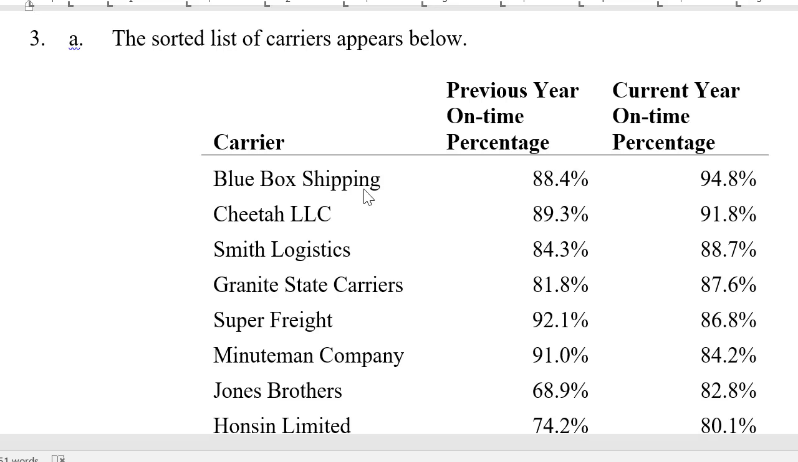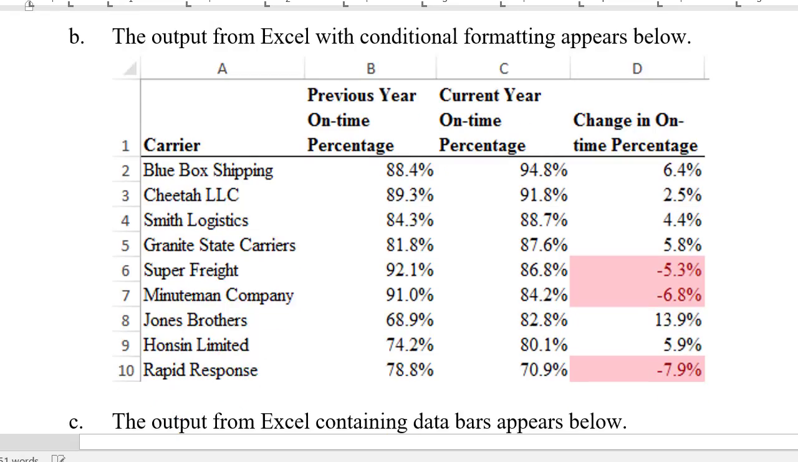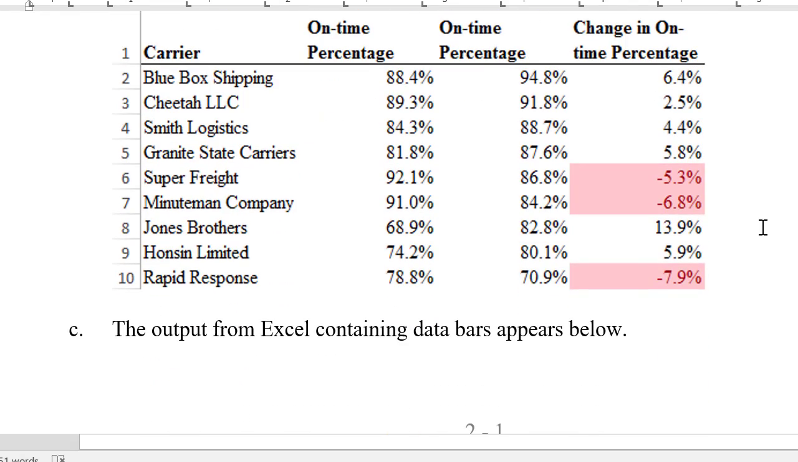Okay, for problem number 3, you have the following. I want you to sort the carriers on the current year percentage in descending order. Most of you got this correct, but some of you didn't. So be careful that you're reading what it's saying, and that descending order is from highest to lowest. Then as we scroll down, you'll see you needed to do some conditional formatting. So I was looking for this.